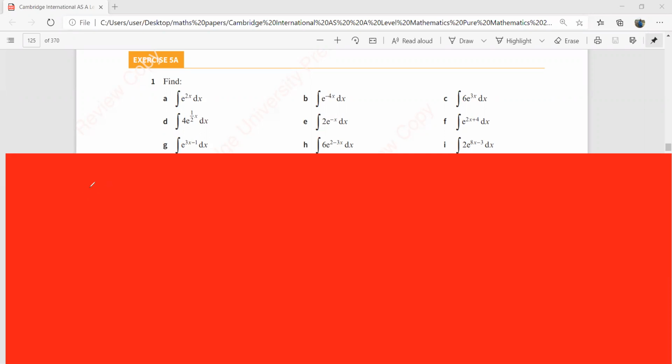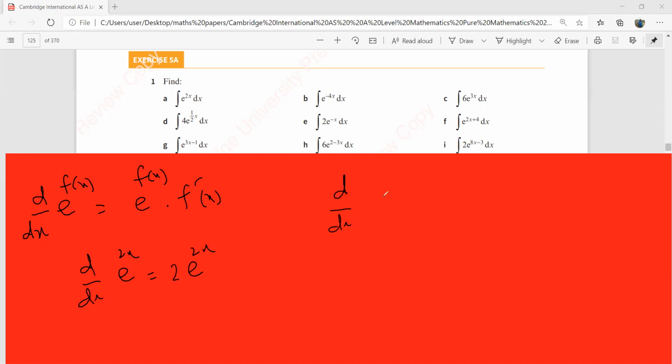Exponential integration. Okay. Before I tell you how to integrate this, you must recall what the derivative of e raised to power f of x was. That was e raised to power f of x times f dash of x. Like if you have to differentiate e raised to power 2x, this was e raised to power 2x times 2. You wanted to differentiate e raised to power x square minus 1, so this was e raised to power x square minus 1 times 2x. That is the derivative of x square minus 1.